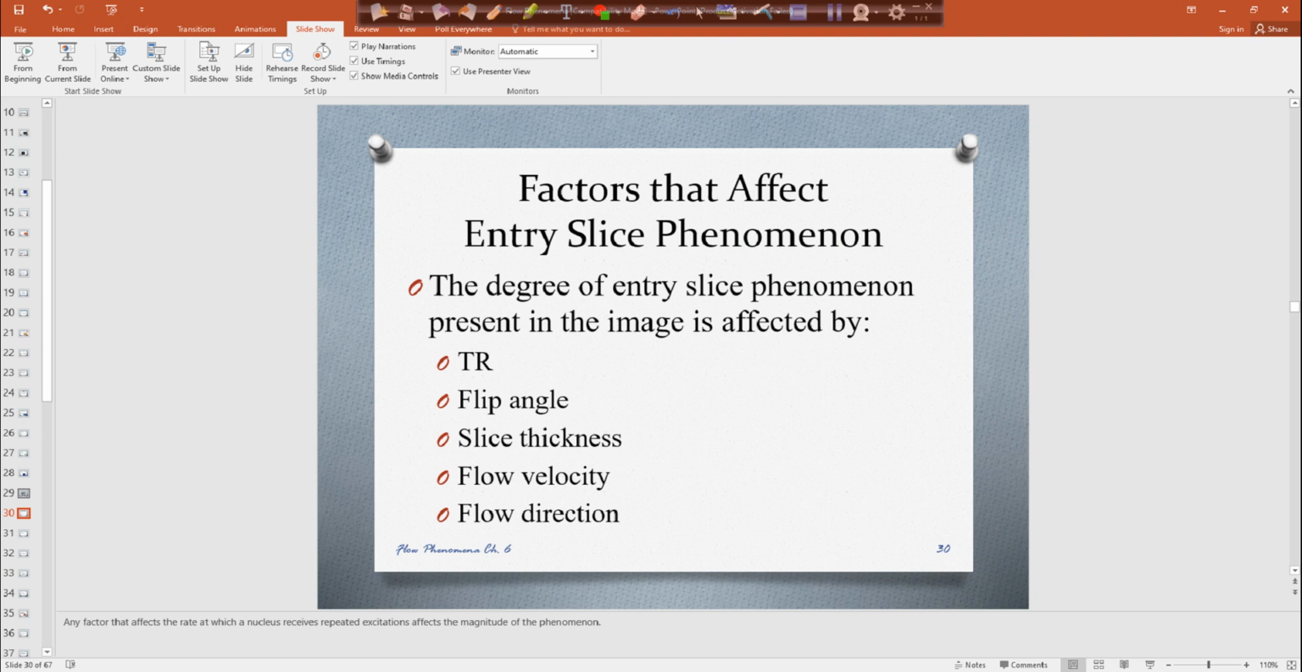So here are factors that affect entry slice phenomena. Your TR, your flip angle, how thick your slice is, how fast the blood is moving, your flow velocity, and the direction of blood flow, meaning is it going head to foot or is it going foot to head?